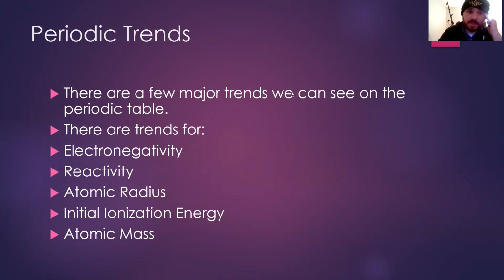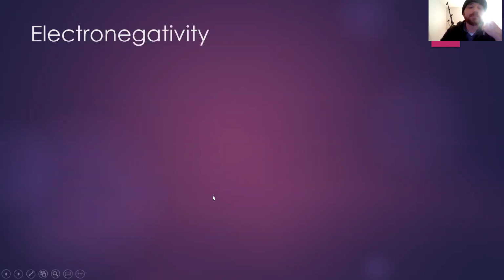So the major trends that we're going to be looking at are electronegativity, reactivity, atomic radius, initial ionization energy, and atomic mass. We've already talked a little bit about 2 of these and kind of sort of a third. We talked about atomic radius and initial ionization energy when we were doing our electrons unit. And then we talked a little bit about atomic mass just as part of isotopes and the periodic table in general. But we'll talk about both of these things going forward.